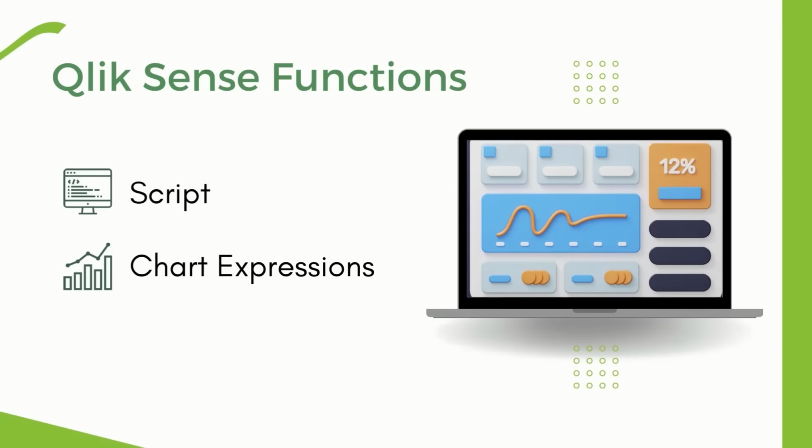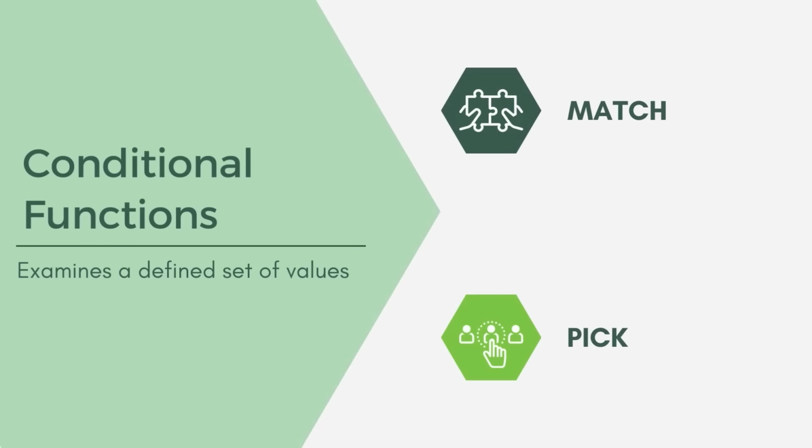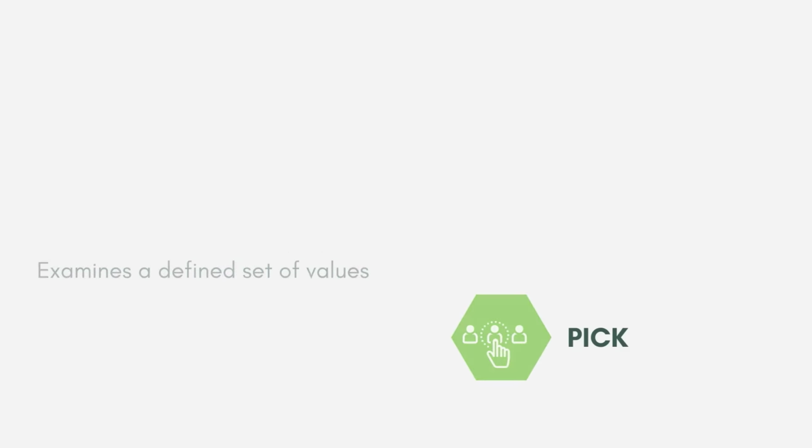Aside from using functions that reduce length and code redundancy, Qlik Sense also offers a lot more functions that can be utilized both in script and chart expressions. Let's look at 2 conditional functions, match and pick. Conditional functions are mostly used to evaluate conditional expressions and return results based on the condition, but the 2 mentioned functions do not refer to a condition to create results, but instead look at a defined set of values.